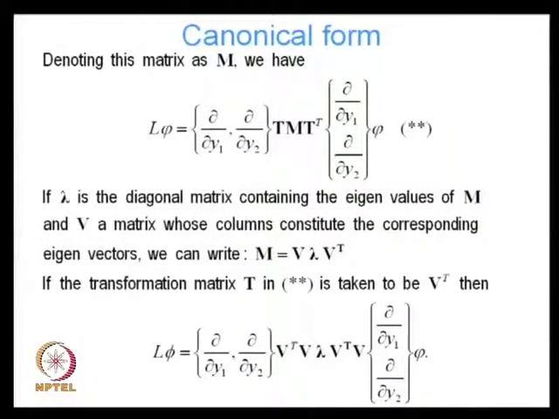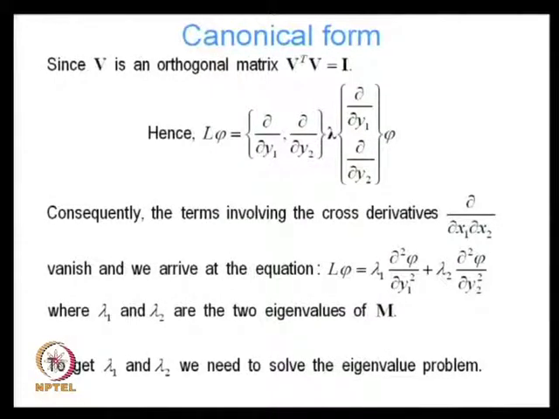So eventually we get L phi is equal to del del y1 del del y2 lambda del del y1 del del y2 phi, right? And notice that the matrix lambda is a diagonal matrix. So that is the biggest advantage we are getting, because now lambda is a diagonal matrix and we could bring it in this form. It is found that there are no cross terms, right? There are no more cross derivatives, right?